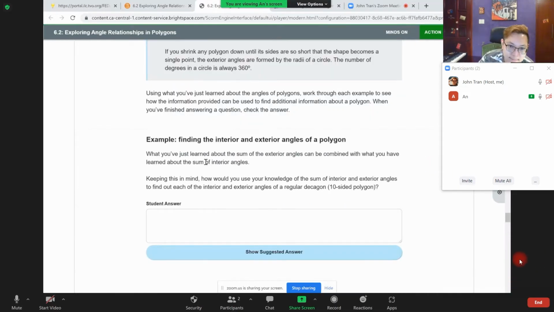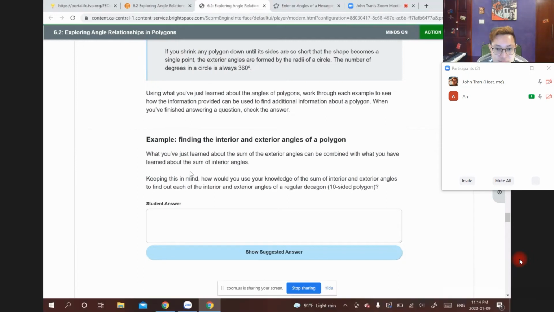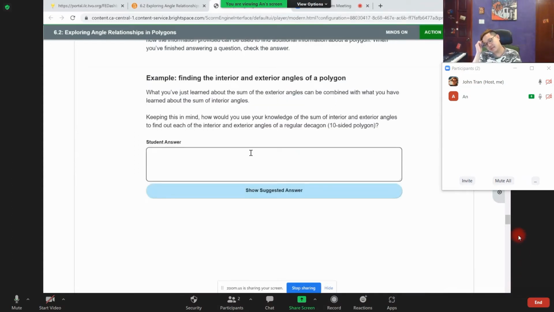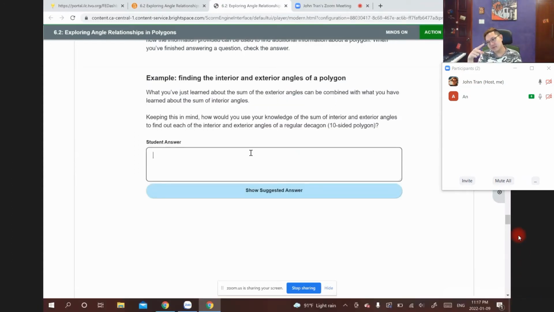sum of the interior angles. Keeping this in mind, how would you use interior and exterior angles to find out each interior and exterior angle for a regular decagon? Deca means 10. A 10-sided polygon. Okay, you do this one then. It's actually easier to find exterior angles because you know that for these kinds of polygons, all of these exterior angles should be the same, right? Yeah. They have the same value.